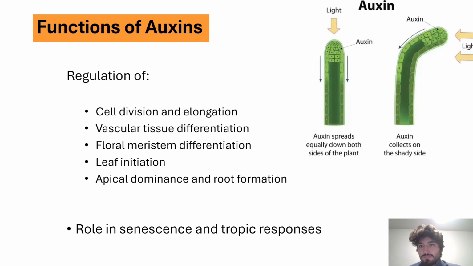In this picture, we can see the light. On the left side, the light comes from the top, and then the auxin spreads equally down both sides of the plant. On the right side, the light comes from the right side, and then the auxin collects on the shady side.